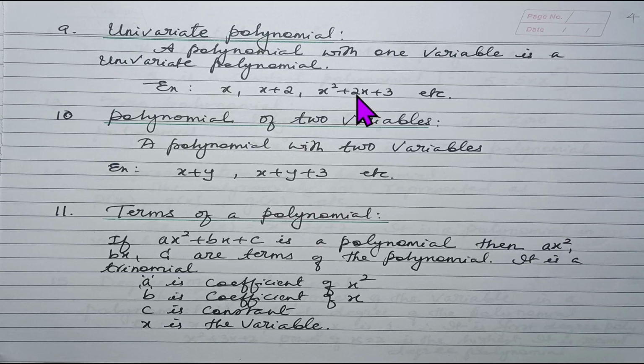one variable x. Now polynomial of two variables, there can be a polynomial with two variables also. This is a polynomial with two variables x and y, this is also a polynomial with two variables x and y, but it is a trinomial and this is a binomial.